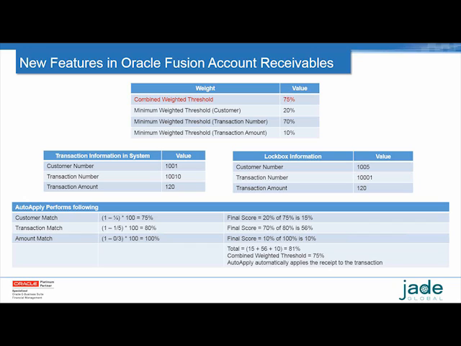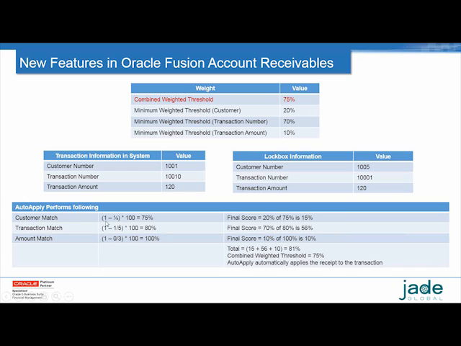In your system, you have an example where the customer number is 1001, the transaction number is 10010, and the amount is $120. And from the lockbox, you get the information that the customer number is 1005, the transaction number is 1001, and the transaction amount is 120. There is an algorithm being used, the Levenshtein algorithm. Based on that algorithm, auto apply performs the following calculations.